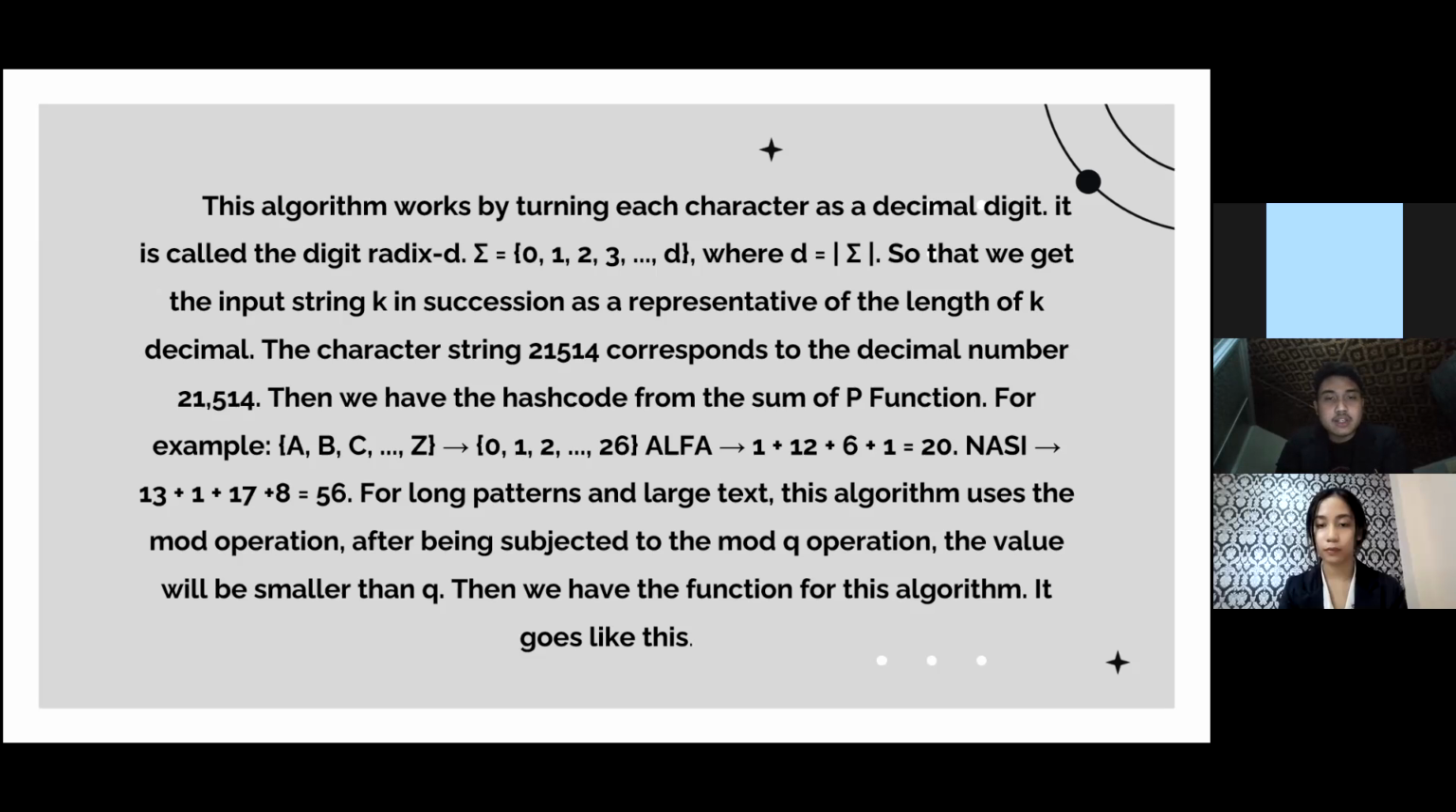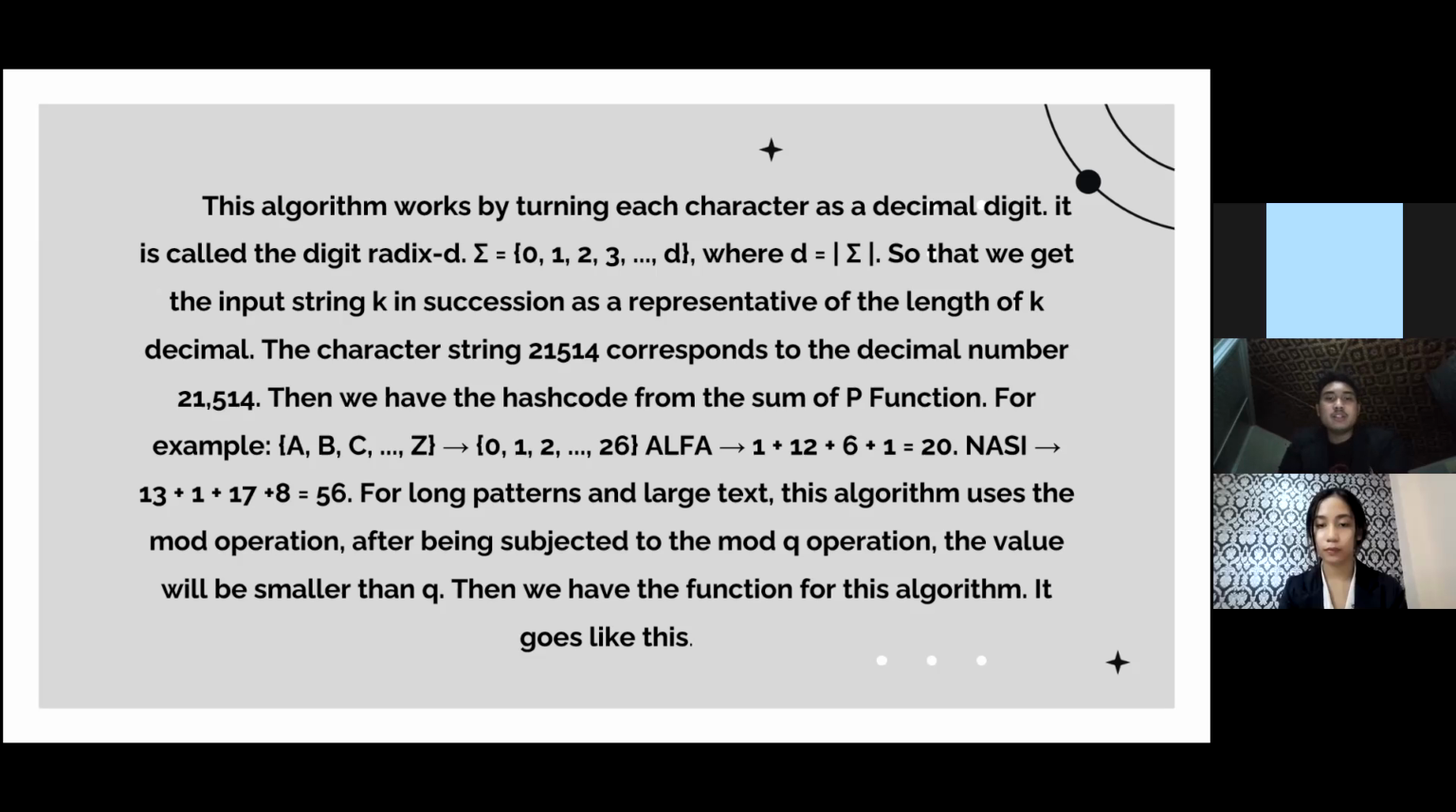So, for example, we have the word alpha here. A is 1, L is 12, F is 6, and A is 1, equals 20. And the second example is nasi. N is 13, A is 1, S is 17, and I is 8, equals 56.